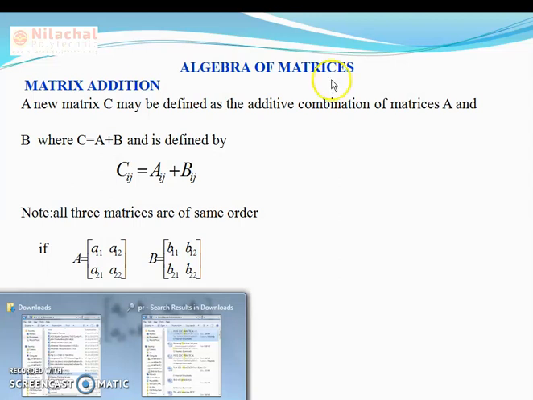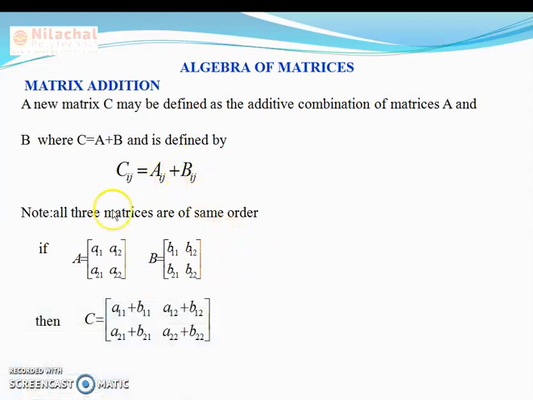So if we take two matrices, denoted as capital A and capital B, then their addition will be denoted as capital C, that equals A plus B, and in matrix form it is defined as Cij equals Aij plus Bij. As we have said, in addition we have to take the same order. All the matrices are of the same order.